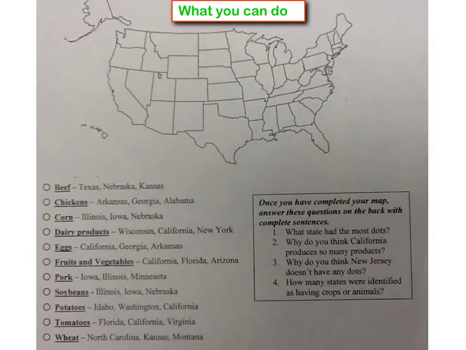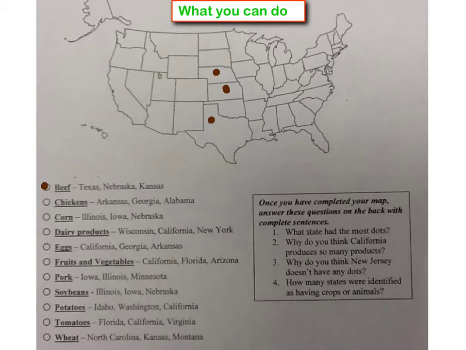This is an example of what you can and should do. Notice that it says that you can use a different color and then color a small circle on the map. Therefore, you could choose that beef in your case was going to be represented by a brown dot. Then, in the states of Texas, Nebraska, and Kansas, you would place a brown dot.